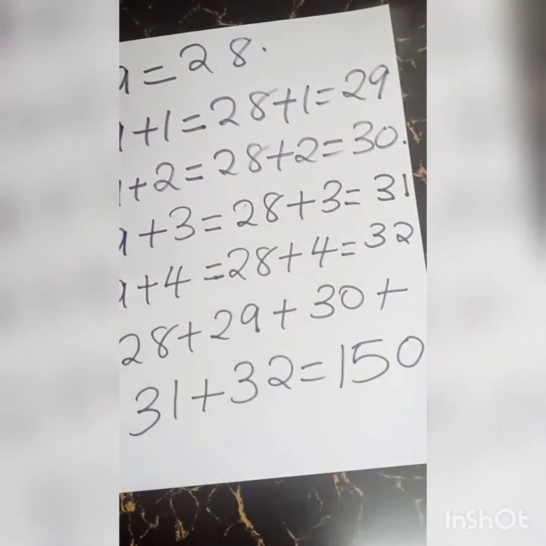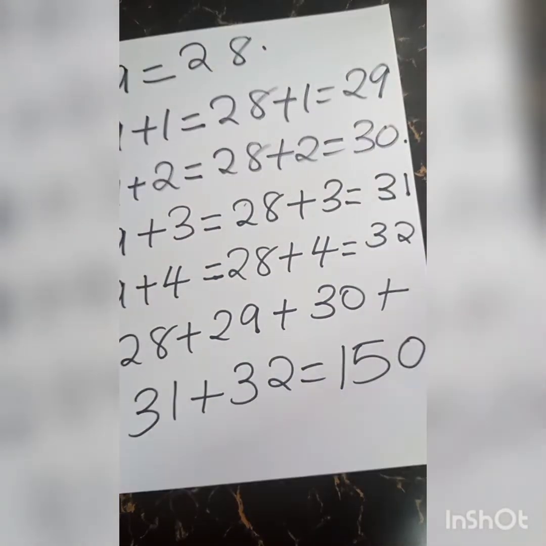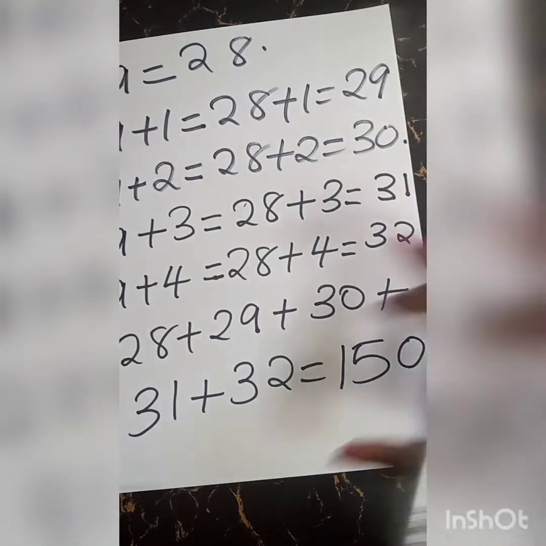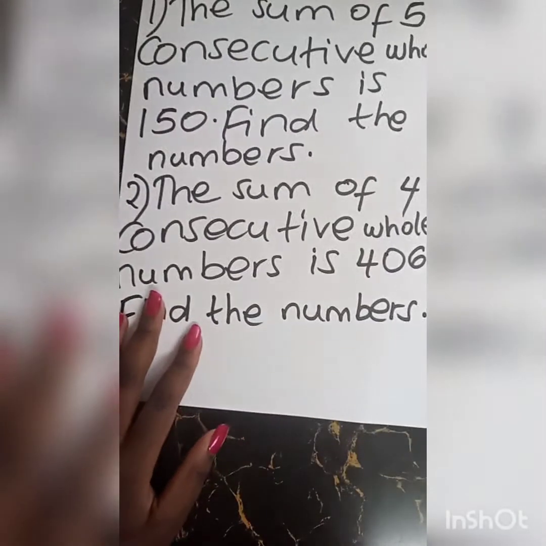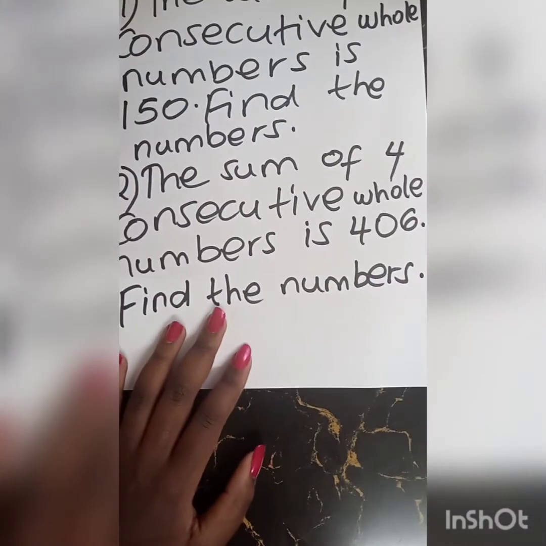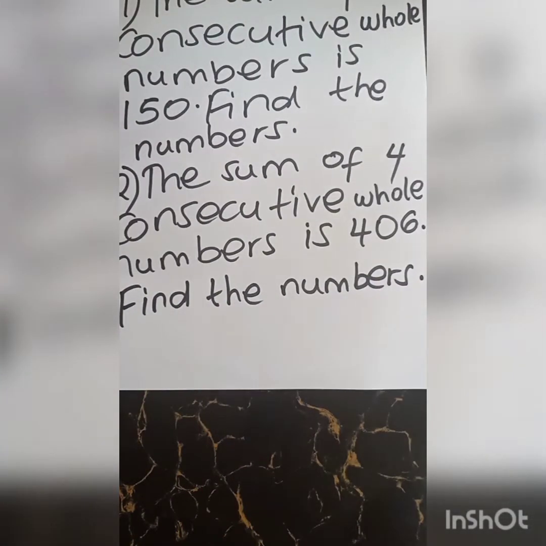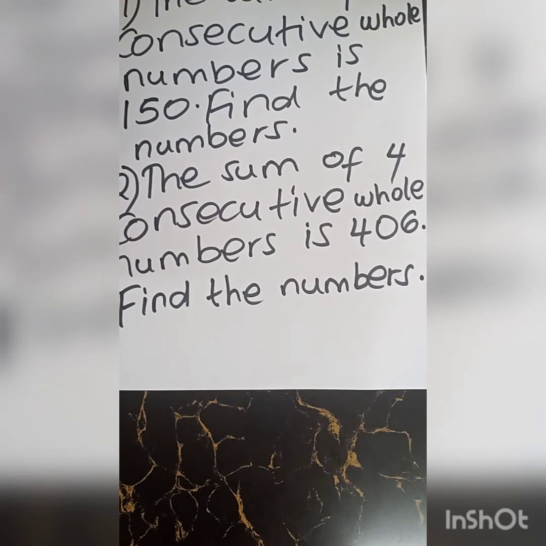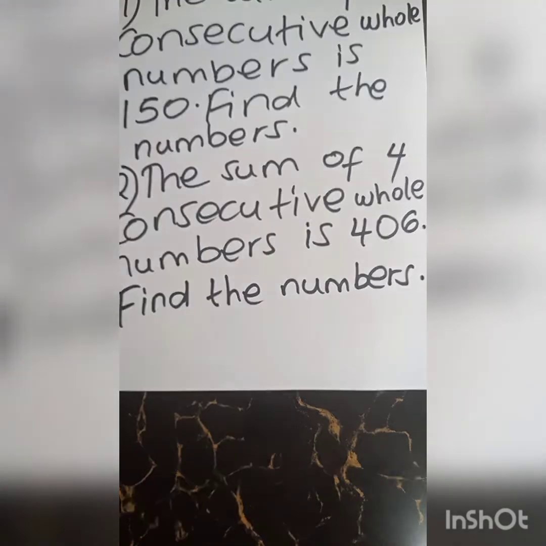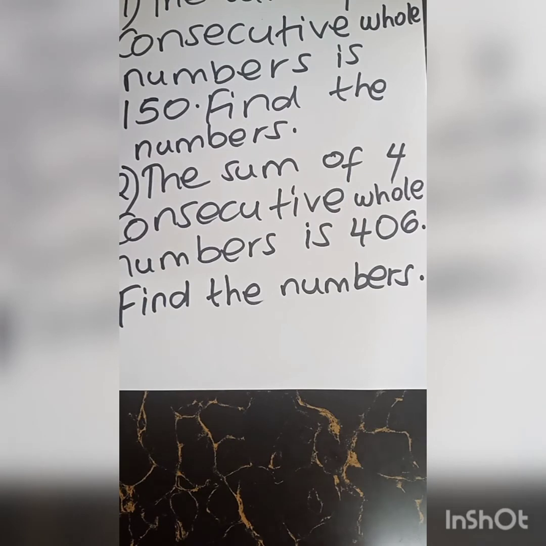Let's look at the second question. The second question was asking, the sum of 4 consecutive whole numbers is 406. Find the numbers. Same thing here, same concept. The first thing we need to do for this question is to let these numbers be represented by a letter. Let's use Z for a change.